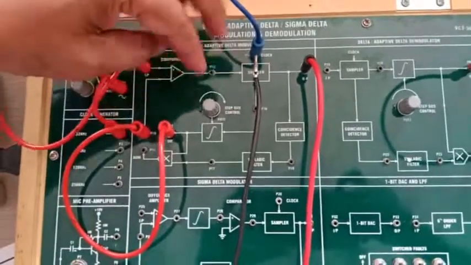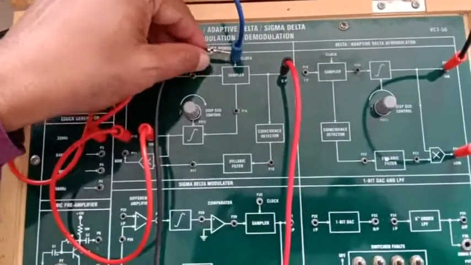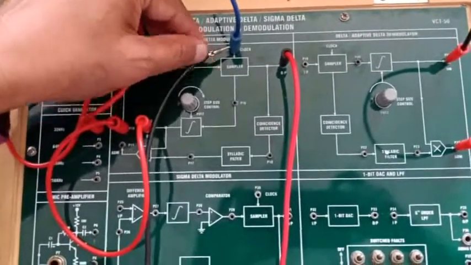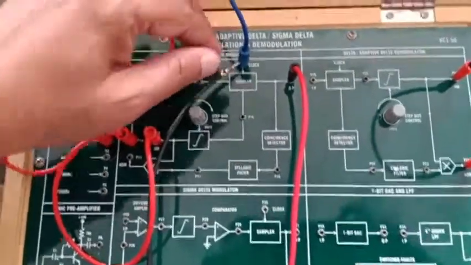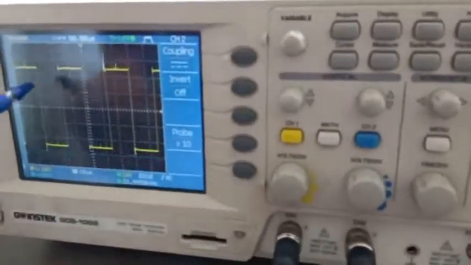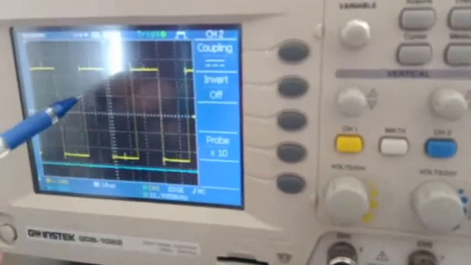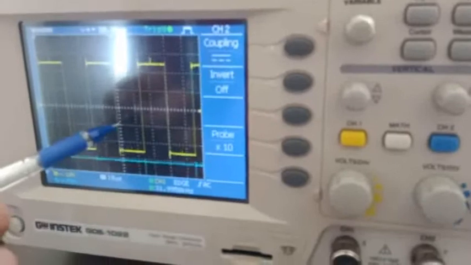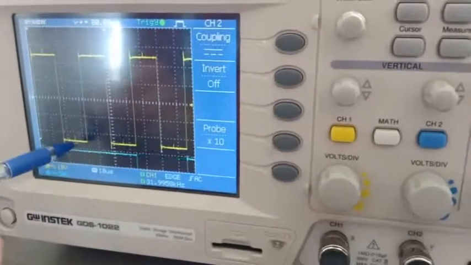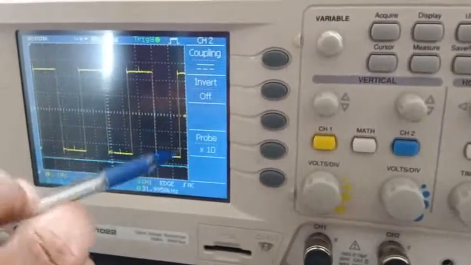Now I am going to connect the CRO at the input of the sampler, because we are going to observe the sampling pulse waveform. The CRO is connected at this pin, and after this we will get a sampling pulse like this. This is the sampling pulse which is used for the sampling process in delta modulation. Here also we have to mark the on period and the off period, as well as the amplitude of the on and off pulse.